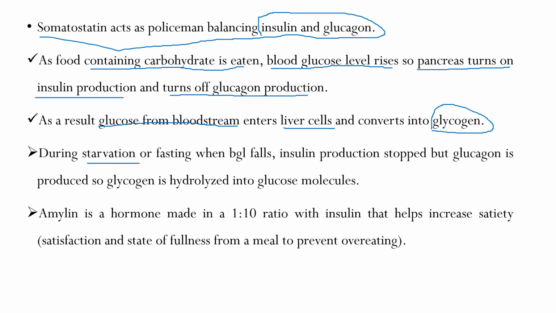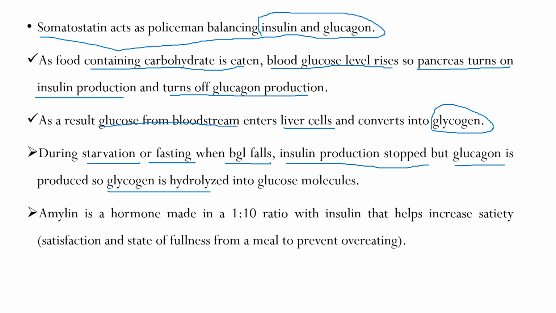But during starvation or fasting, when blood glucose level falls, insulin production is stopped, or off, but glucagon production is on. As a result, glycogen is hydrolyzed into glucose, and glucose molecules are produced, so blood glucose level is restored. Therefore, somatostatin controls the production of insulin and glucagon. That means indirectly it controls blood glucose level.